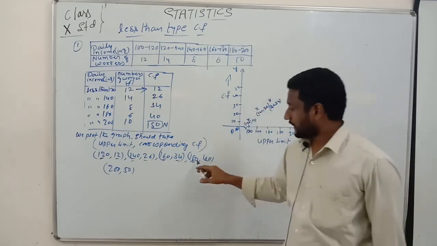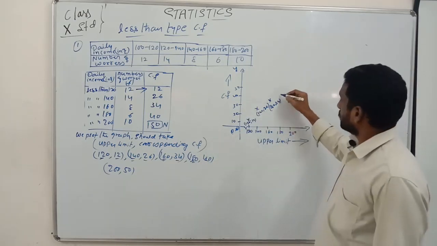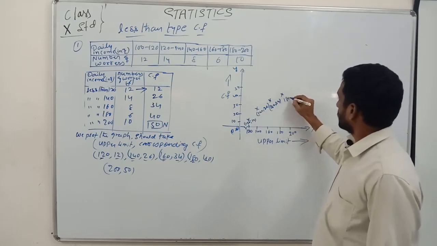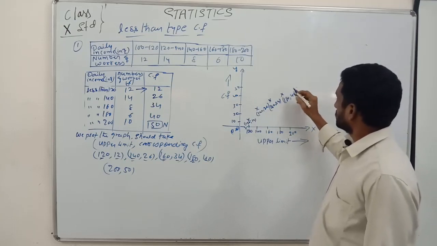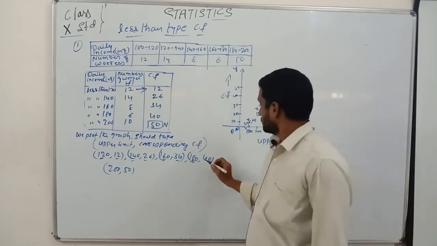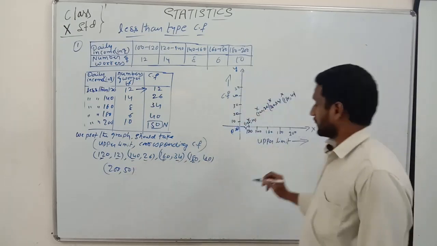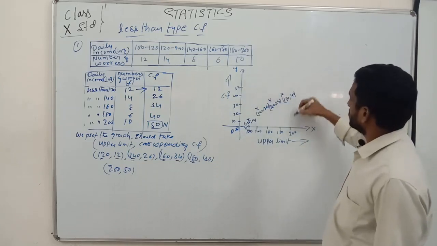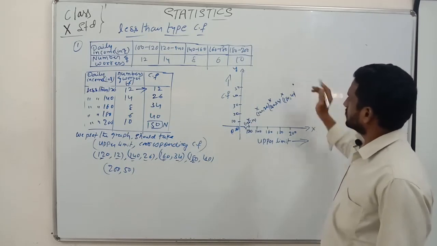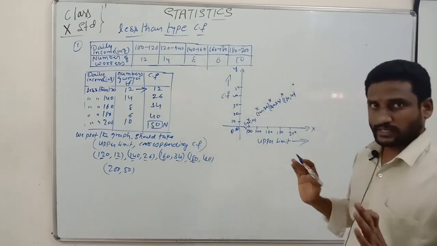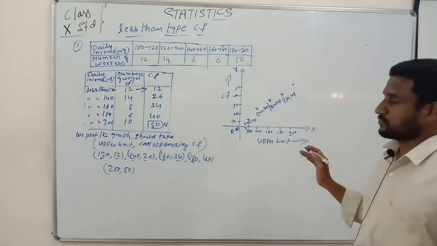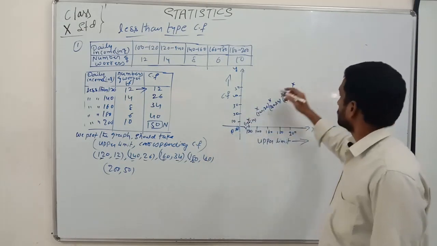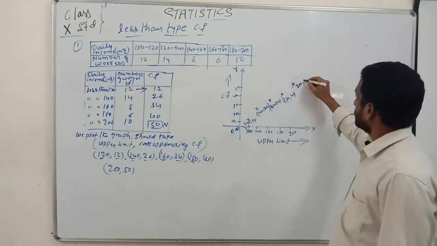Next one, 180 at 40. So 180 here, and 40 means exactly here. This is 180 comma 40. Next, 200 at 50. So 200 is the upper limit and 50 is the cumulative frequency. On graph paper you get it clearly because all the lines will be there. So this is 200 at 50, the last point.